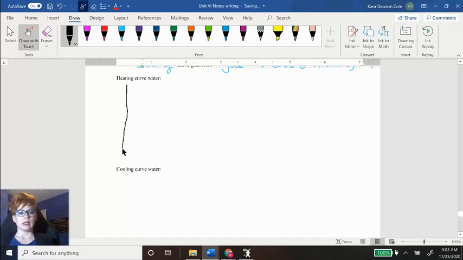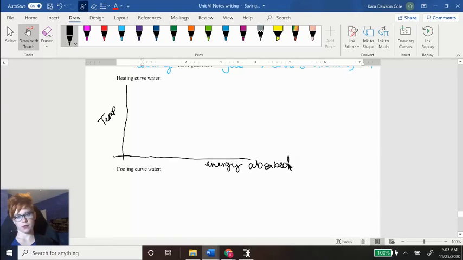So the thing is, if you're going from a solid to a gas, obviously we have temperature on the y-axis. Energy, in this case, is going to be absorbed because we're absorbing energy in a heating curve. On the x-axis, on a cooling curve, it's going to be energy released. And then a couple of things here.